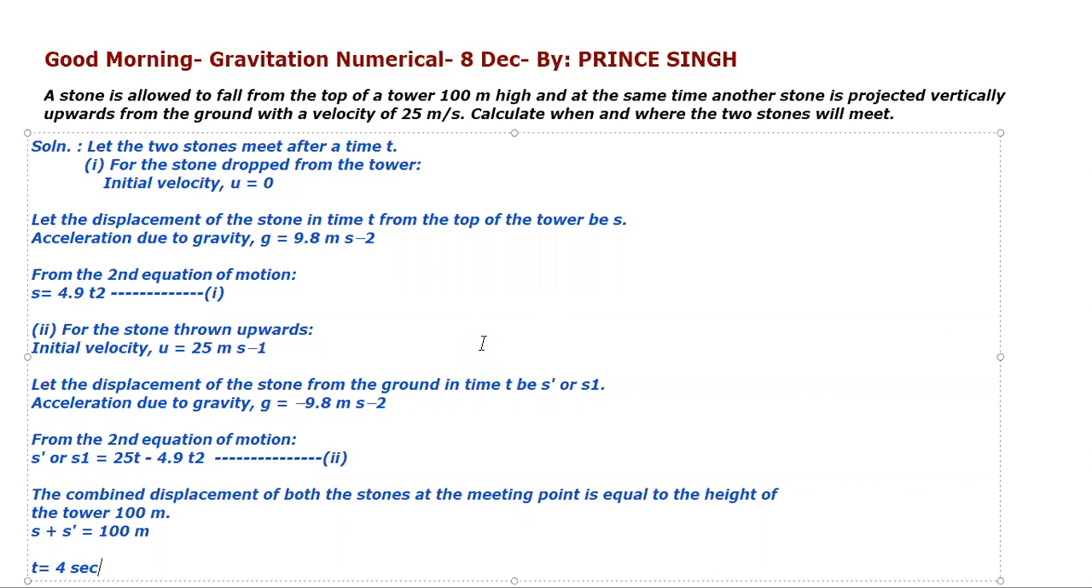Next approach. Next, what do we have to find? In 4 seconds, the stone falling covered a distance given by equation 1. So s equals ut plus half gt square. Put the value of t and get the distance of the stone.